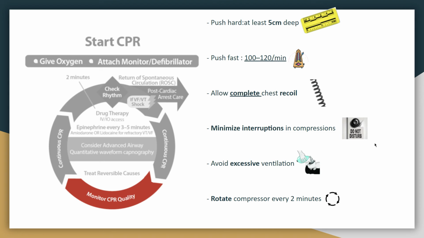So remember to, first, as you can see, press deep and hard enough, at least 5 centimeters when doing chest compressions. Push fast enough, 100 to 120 presses per minute. Remember to allow a complete chest recoil. Also, please do minimize interruptions in compressions. Avoid fatigue by rotating the compressor every 2 minutes.